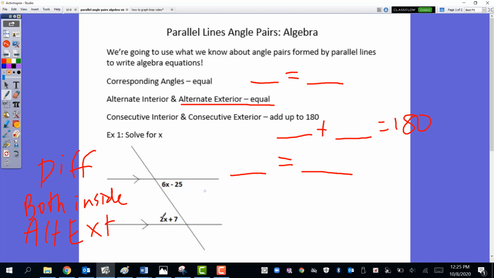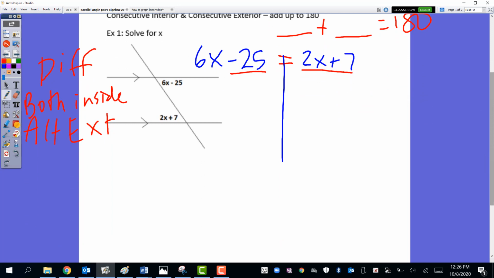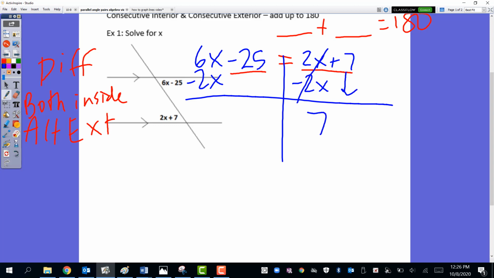So I'm going to put one of them first, 6x minus 25. And I'm going to put the other one second, 2x plus 7. And then I'm going to solve that equation, just like we always do. I need to move the x's so they're on the same side. So I'm going to move 2x by subtracting. Minus 2x, minus 2x. 2x cancels. I got 7. I got negative 25. And I got 4x.